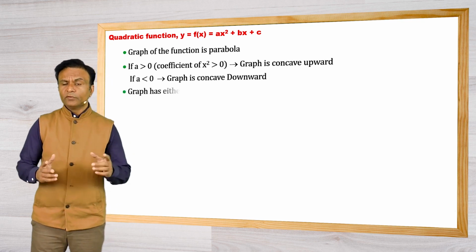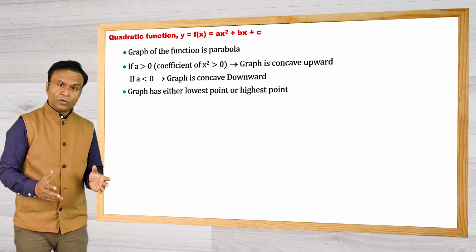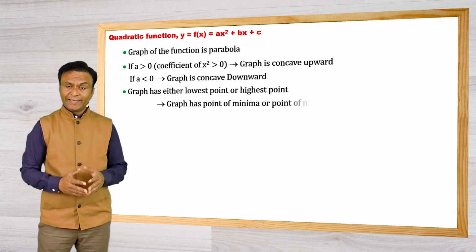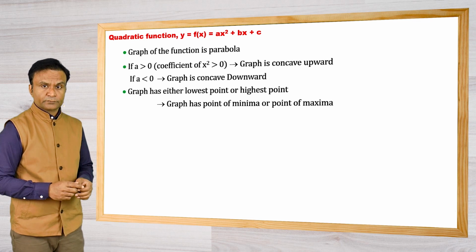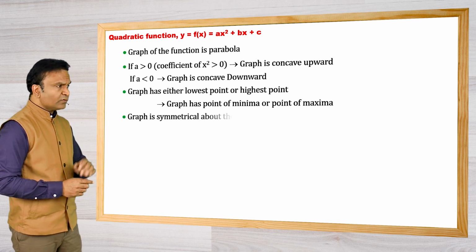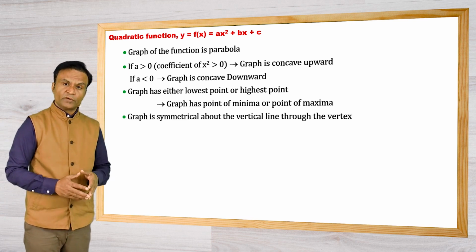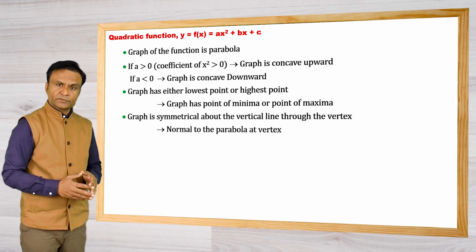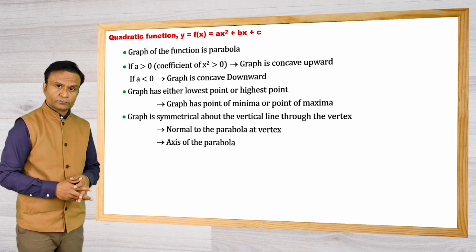Also, the graph of a quadratic function always has a lowest point or a highest point, or we can say the function has either a point of minima or a point of maxima. Also, the graph of the function is symmetrical about the vertical line through the vertex. This line is normal to the parabola at the vertex. This is called the axis of the parabola.